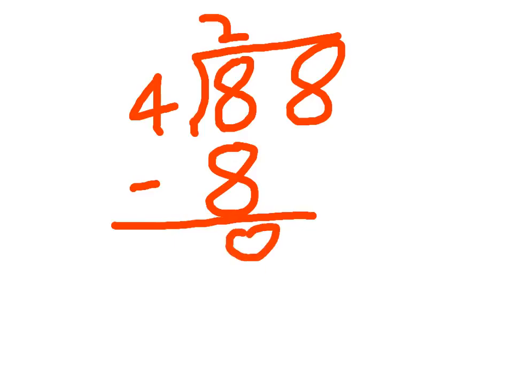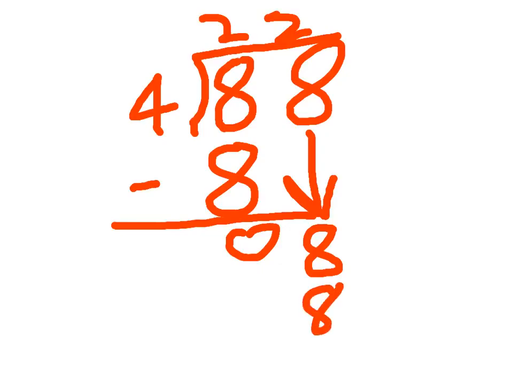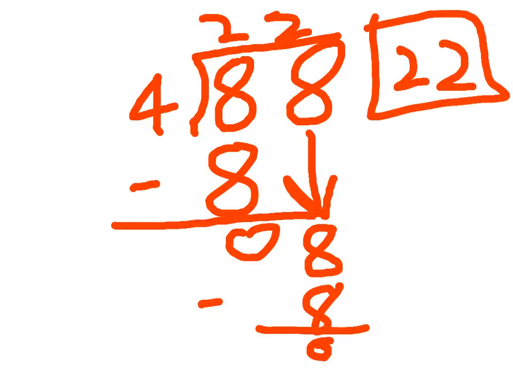And then the next step is to bring down the next digit, which now gives us 8. Now we have to see how many times this number goes into this number again. It's the same as over here, so the answer is 2 again, and after subtraction, the answer is 0. Now we have no more numbers to bring down, so our final answer is 22. So 88 divided by 4 equals 22.